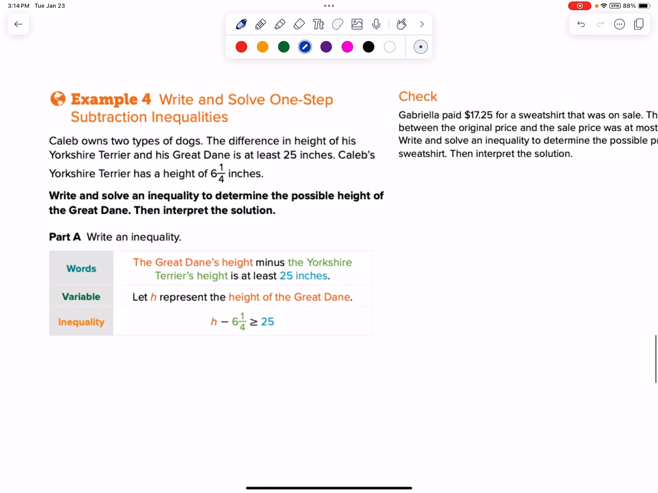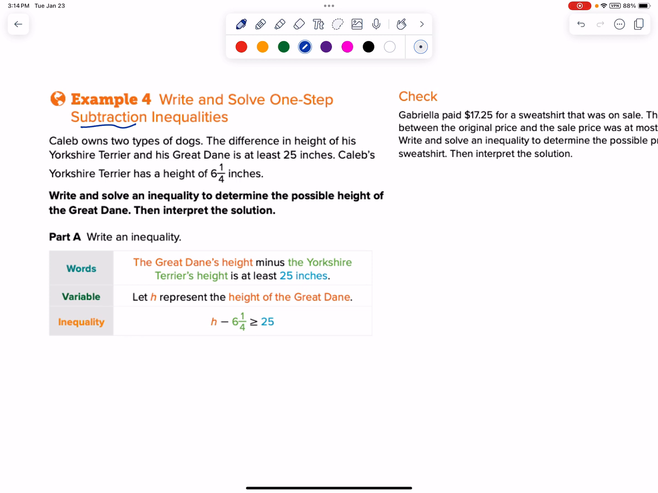So they're giving you just another example first. Caleb owns 2 types of dogs. This is subtraction. I'm just going to tell you right up front it's a little bit trickier because you have to pay attention to the order in which you subtract. So pay attention to the order in the actual word problem. The difference in height of his Yorkshire Terrier and his Great Dane is at least 25 inches. Caleb's Yorkshire Terrier has a height of 6 1/4 inches.